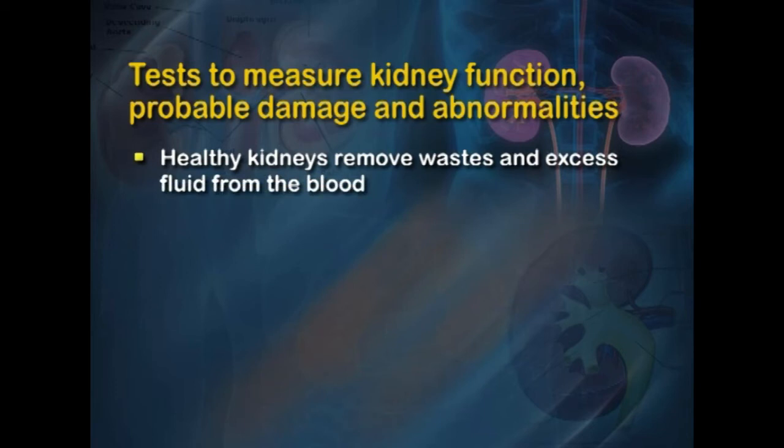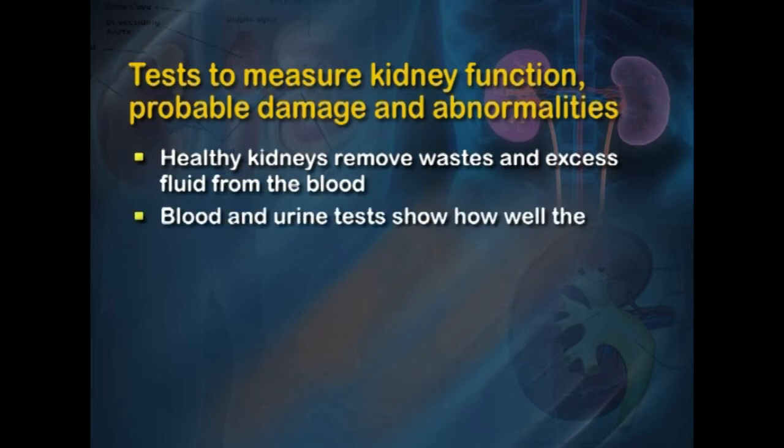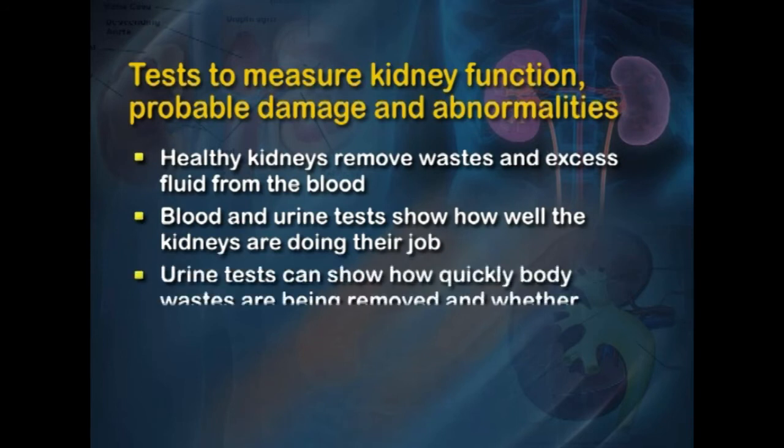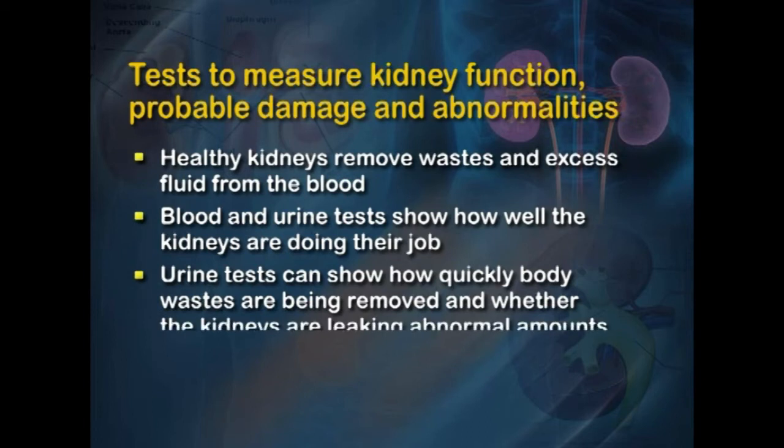It is important to remember that healthy kidneys remove waste and excess fluid from the blood. Blood and urine tests show how well the kidneys are doing this job of removing waste and the excess fluid from the body. Urine tests tell us how quickly the body wastes are being removed and whether the kidneys are leaking abnormal amounts of proteins, because this is not a part of the normal constituent of the urine.